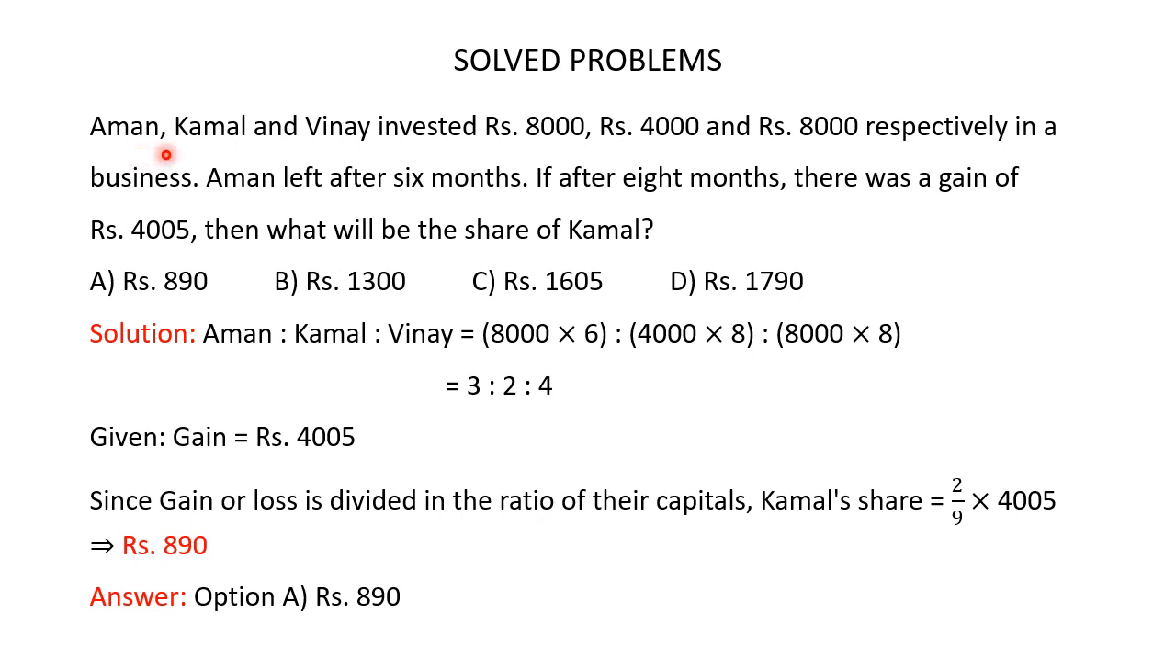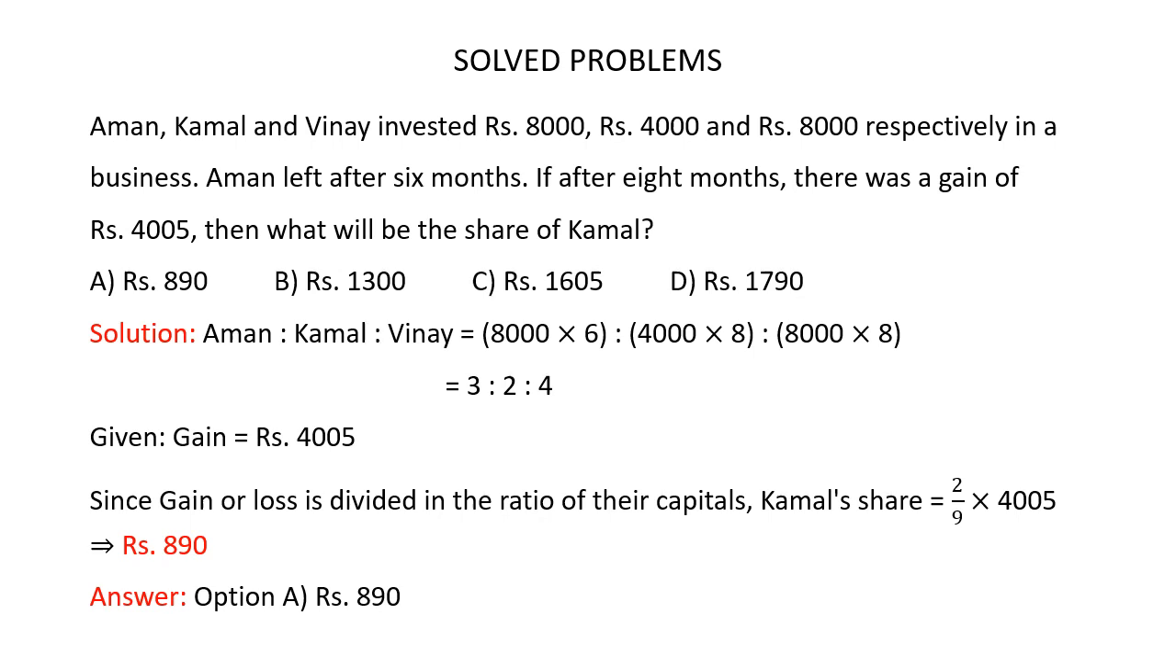Aman, Kamal and Vinay invested rupees 8,000, rupees 4,000 and rupees 8,000 respectively in a business. Aman left after 6 months. If after 8 months there was a gain of rupees 4,005, then what will be the share of Kamal? Here you are given 4 options and you have to find out which of these options is the correct one.